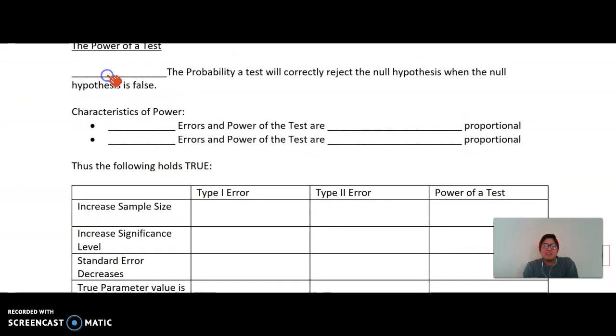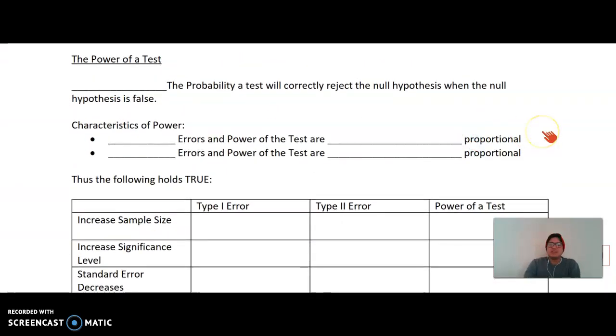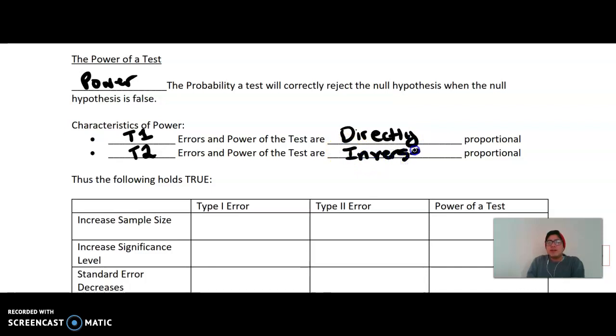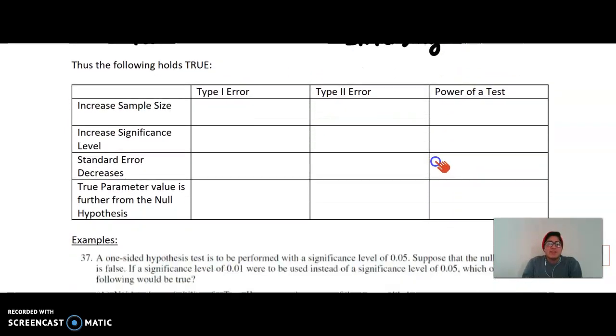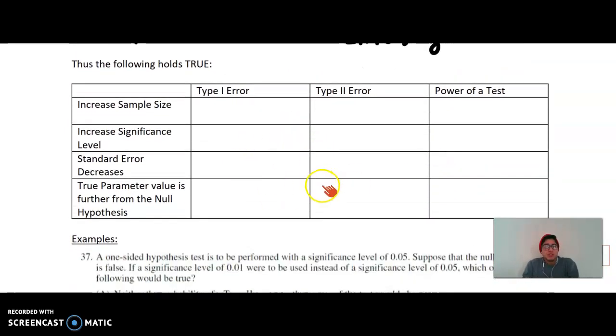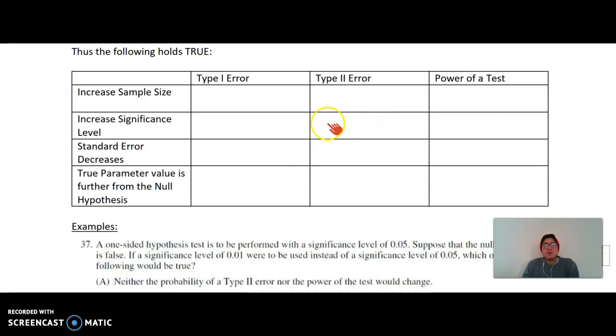Now, the power of the test has a few unique components, and so I'm going to go ahead and fill this in here. But essentially, the power of the test is the probability of correctly rejecting a false null hypothesis. A type 1 error and the power are directly proportional, whereas a type 2 error and the power are inversely proportional. And there's a few things here that we can do that will change the power of the test as well as the type 2 errors.